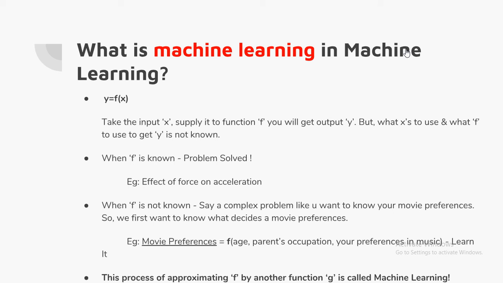Now if f is known, then the problem is solved. Like if you know what function to use, then the problem is solved. An example is the effect of force on acceleration. When your f is known, you can derive the outcome or response y. But when f is not known, things become more complicated.